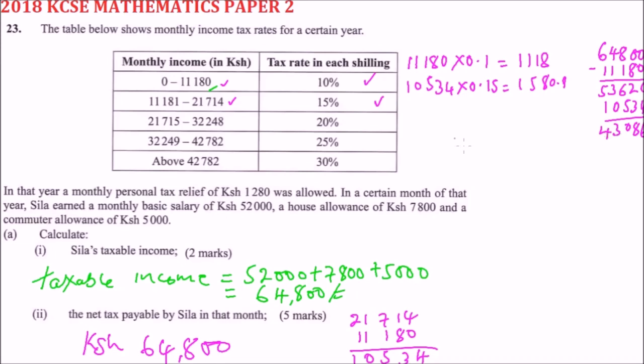Now we move to the next bracket. 10,534 multiplied by 20%, which is 0.20, when you multiply that, you get 2,106.8. So we are through with that. We subtract that amount from our taxable income, and when you subtract that, you will be left with the balance.